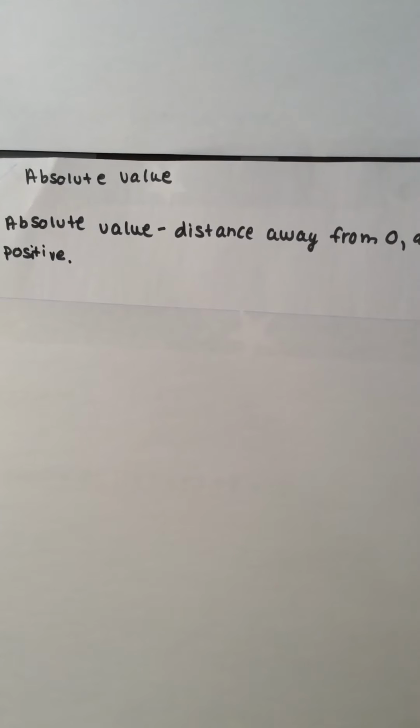Hey guys, so today we're doing absolute value, and basically what absolute value is, it's the distance away from zero and it's always positive. So when I ask you for the absolute value of -2, you would say 2, not -2. Just think about when you're driving. If you said, I drove -5 miles, they'd be like, what? That doesn't make any sense.